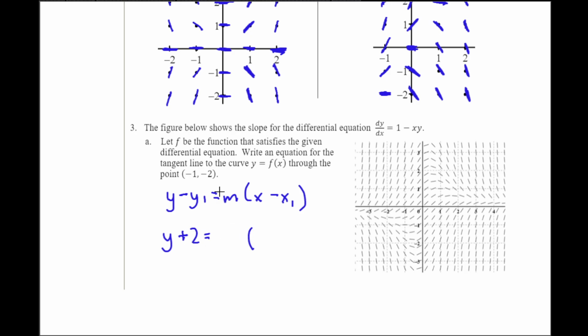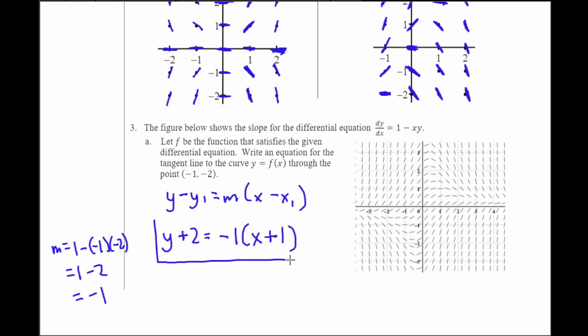We're going to leave that. Oh, what's our m right here, actually? So it's just whatever the derivative is when you plug in this point. We have dy dx, so our m is just equal to 1 minus parentheses x is negative 1 times negative 2. So m is equal to 1 minus 2, which is negative 1. So m is negative 1, x minus negative 1, which is just x plus 1. This is your answer right here.